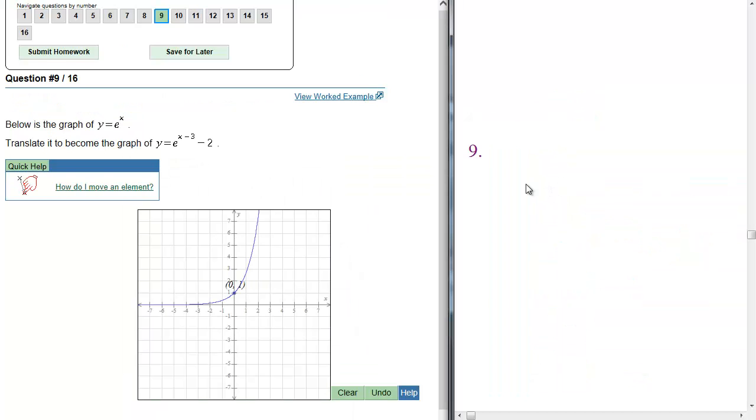All right, for number 9, they are giving you the graph of e to the x. They're saying sketch this graph. We already know that x minus 3 means it's shifting 3 to the right, and -2 means down 2. So a hand will appear and you just go 1, 2, 3 to the right and 1, 2 down. And that will be your graph.